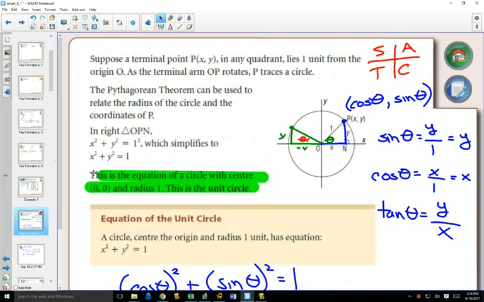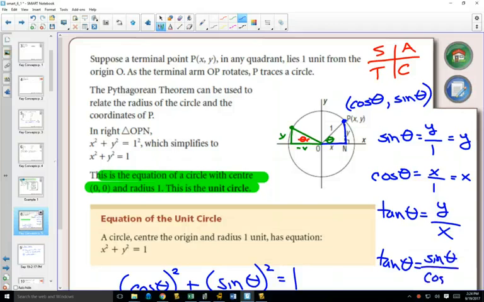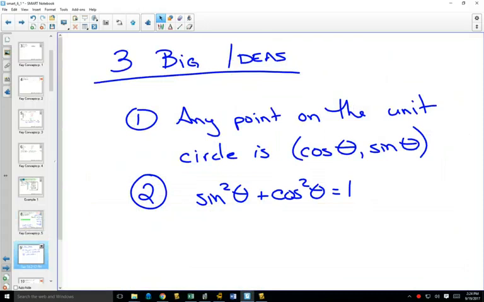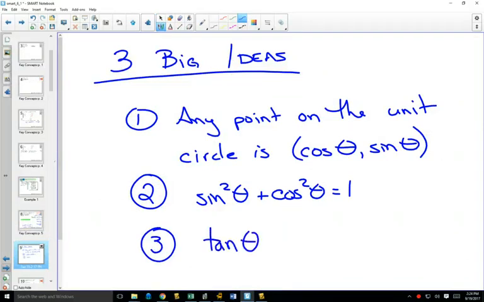And big idea number 3 is looking at tan. If tan is y over x, and the y-coordinate on the unit circle is sine, and the x-coordinate on the unit circle is cos, then we can say that tan of theta is equal to sine over cos, or sine theta over cos theta. And that is big idea number 3.